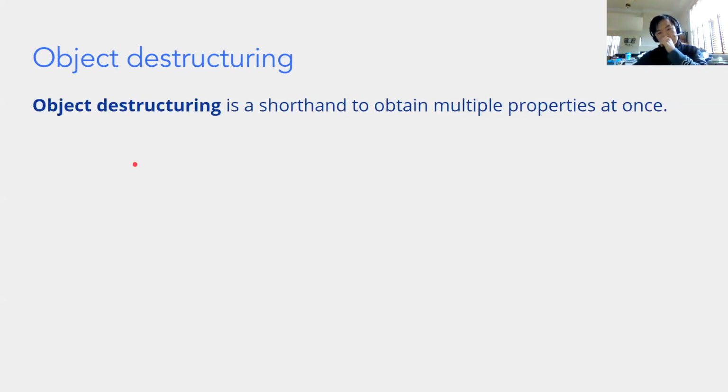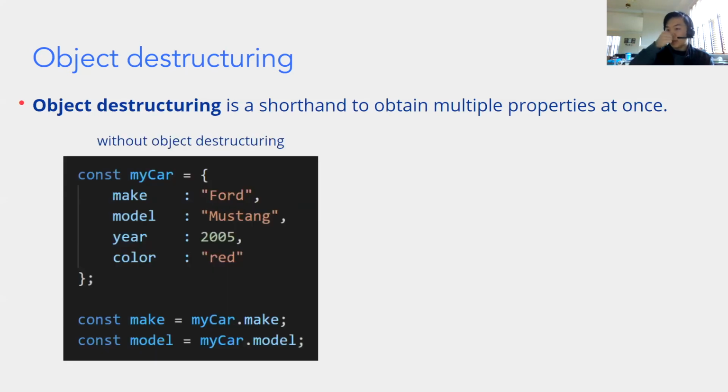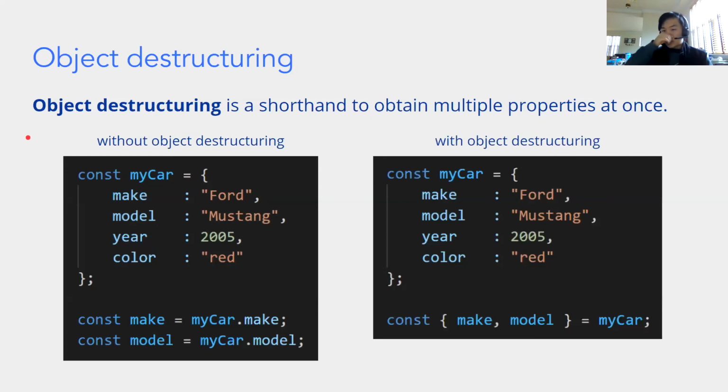Now, there are cases where you might want to access a lot of properties at once, and so there's a shorthand that helps us with this. Take a look at what we might do if we wanted to access both the make and the model and store them. Here, we'd have to say const make is myCar.make, the model is myCar.model. There's a shorthand for this, which is called object destructuring. And the syntax just looks like this.